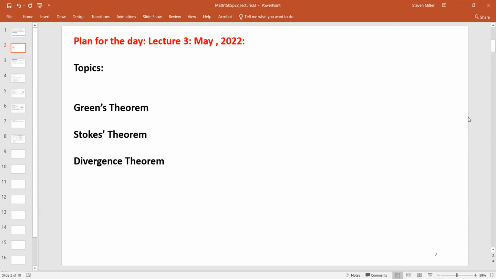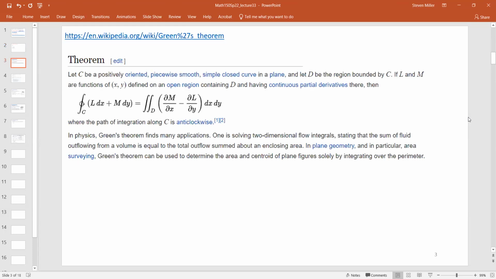All right, so I'm going to just state this. I went to Wikipedia. I debated not using it because they use the letters L and M. Most books use P and Q, but it doesn't really matter. But I do cringe a little bit seeing the L and the M rather than P and Q.